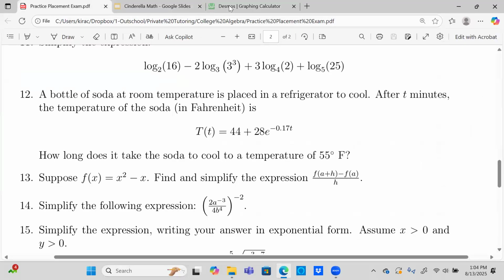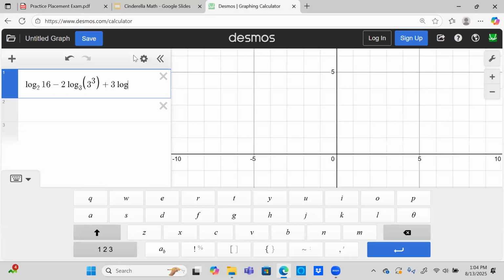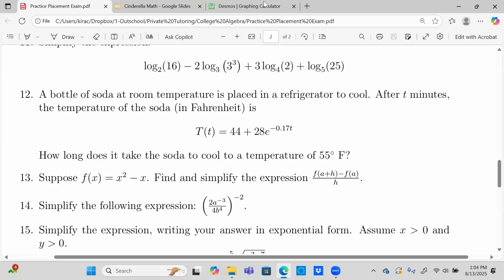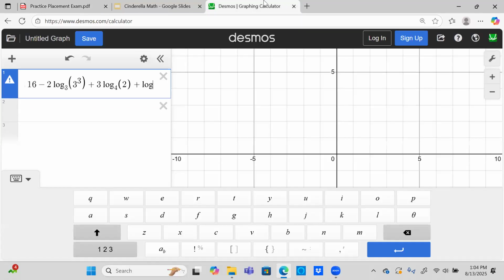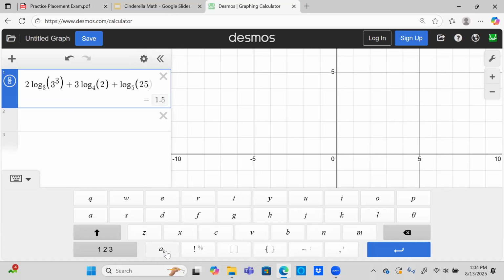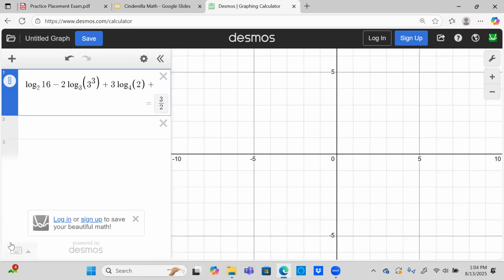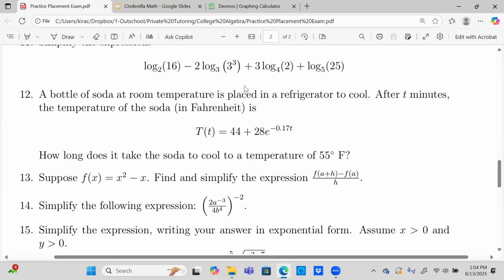Plus 3 log 4, 2, 3. Okay, I'm just checking this one and showing you how you could do it if you're allowed a good calculator. And 1.5, which is 3 halves. So yep, it was right. All right, coming to 12.